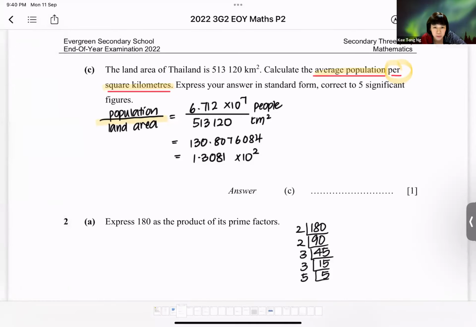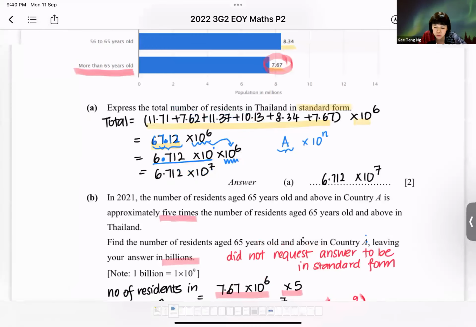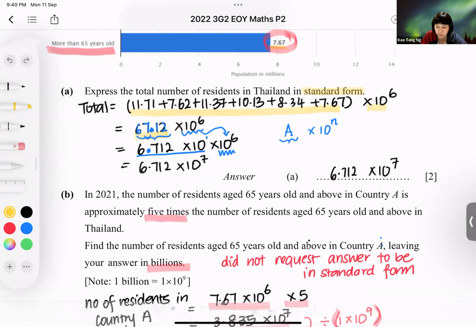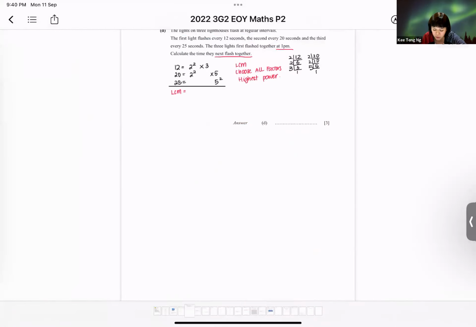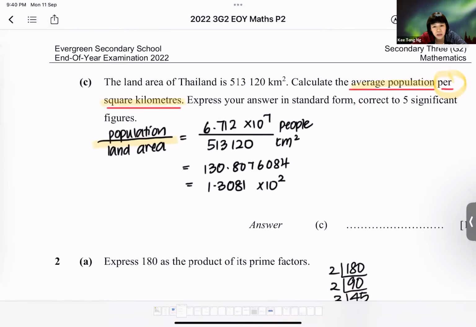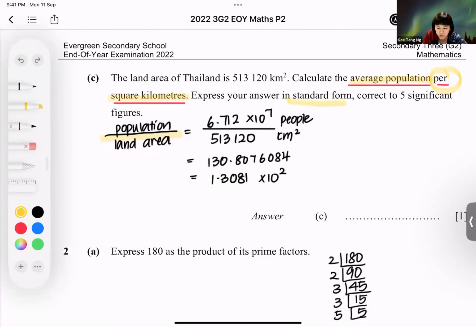So what was the population we calculated earlier on? We calculated the total population over here, right? This is my total population, 6.712. So that's my total population over here, right? So I'm going to use my total population and then divide by the land area that's given to me. So the land area. Then after I divide by these, the question asks me to leave the answer in standard form, 5 significant figures. So I write this in standard form.